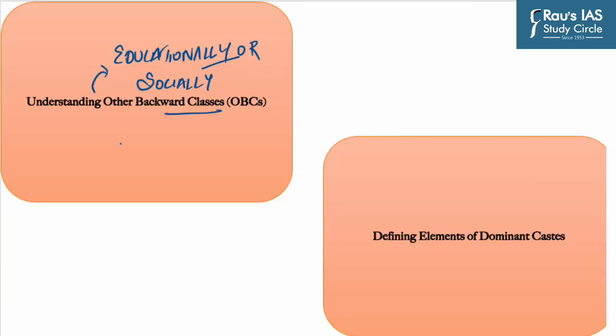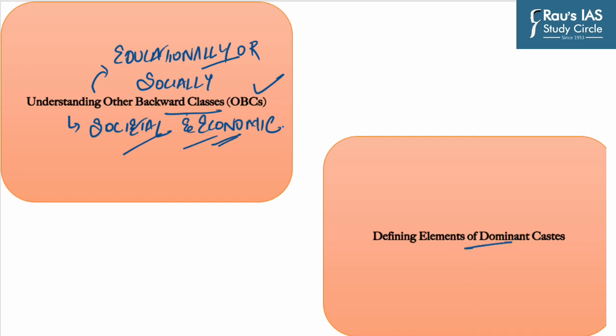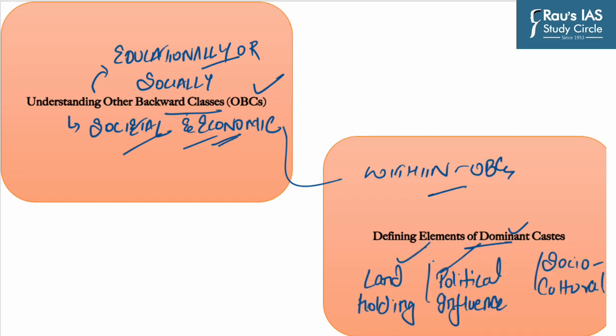OBCs constitute a vast and heterogeneous group within the Indian social fabric. They include communities with different societal and economic status. OBCs consist of land-owning communities in both northern and southern India, as well as economically disadvantaged sections of society engaged in subsistence labor. Now, let's see another associated concept, that is dominant caste. Within the OBC classification, some castes stand out as dominant due to their historical, social, and economic status. These dominant caste groups often possess significant landholdings, political influence, and socio-cultural prominence. Despite their dominance, they seek OBC status, citing various socio-economic challenges.